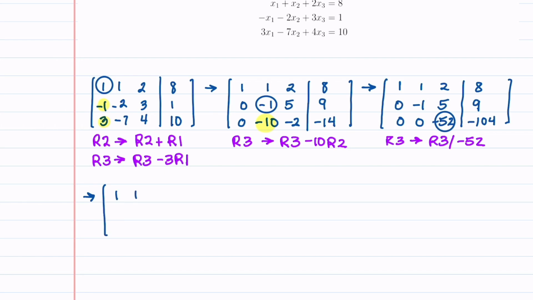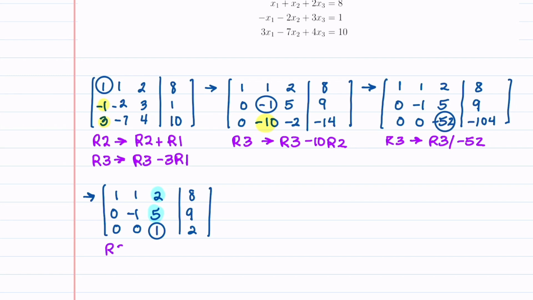Our first 2 rows are going to be the same. And then our third row, we're going to divide by -52. So we get a 0, 0, 1. And then it's nice that 52 goes into 104 2 times. So we get a 2 on our right-hand side. Now what we're going to do is work up and to the left. That's called the backward phase of our algorithm. And I'm going to highlight now in blue the entries that we have to make equal to 0.